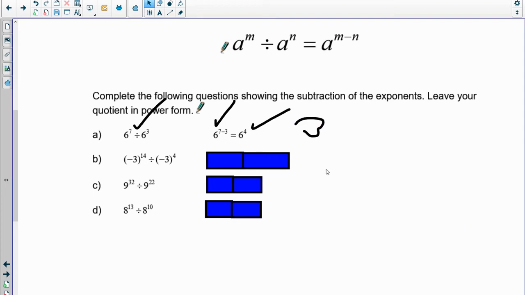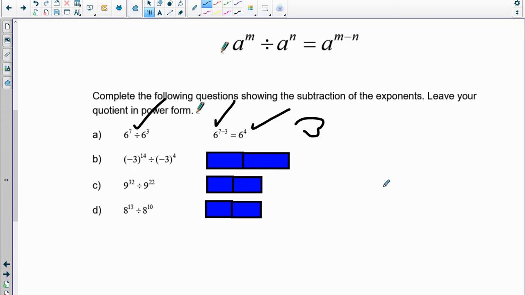All right, let's take a look. So, negative 3 to the 14 divided by negative 3 to the 4. Remember, the bases are the same here. The brackets are including the negative here. So this is negative 3 divided by negative 3 inside brackets to the 4. Now, you got to be careful here, because if you didn't have brackets in the first one, then the bases would not be the same.